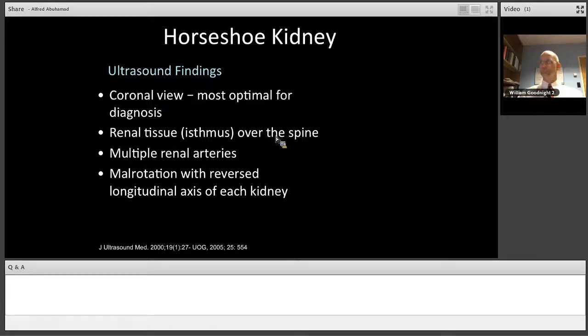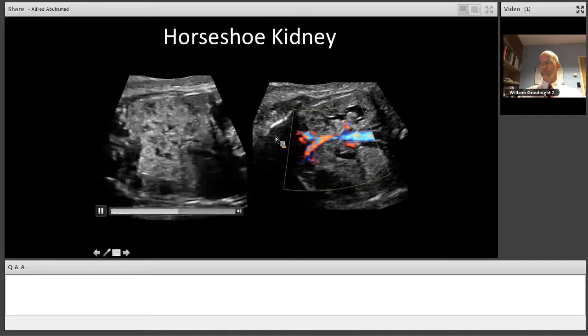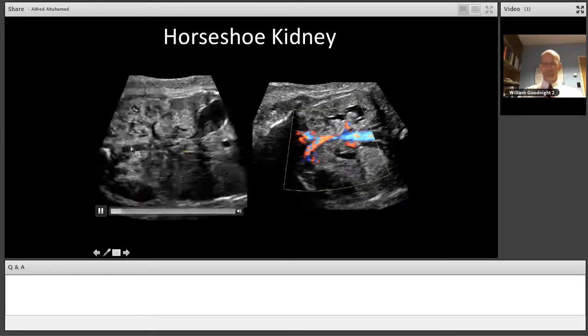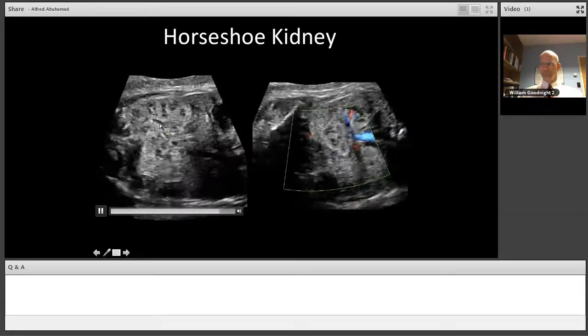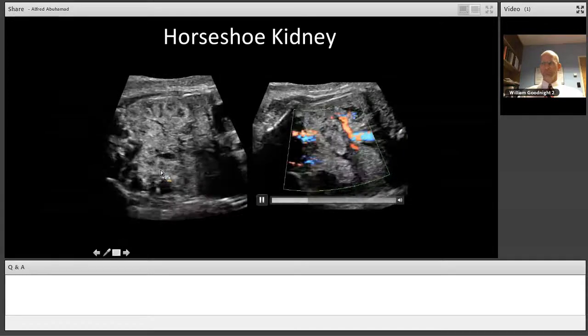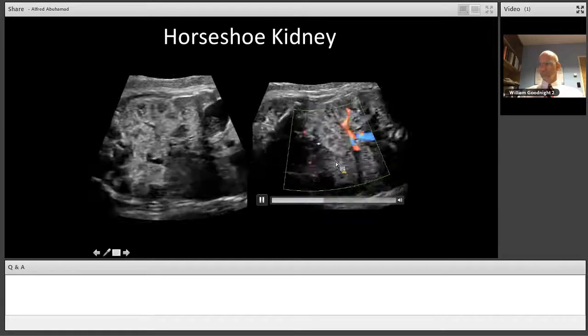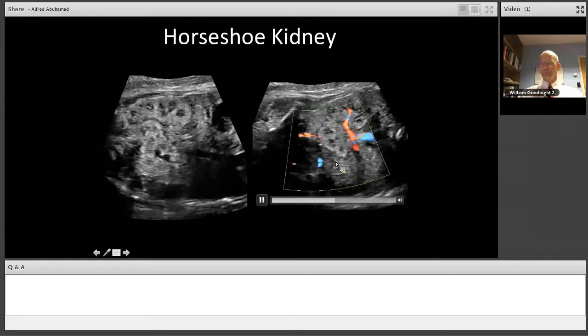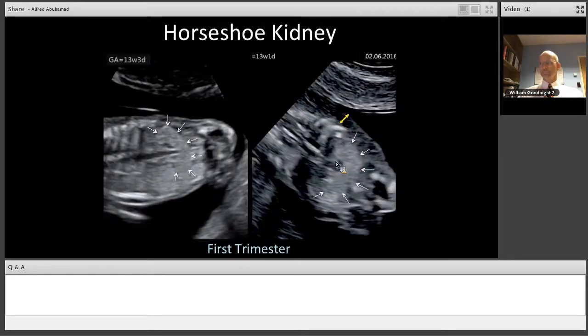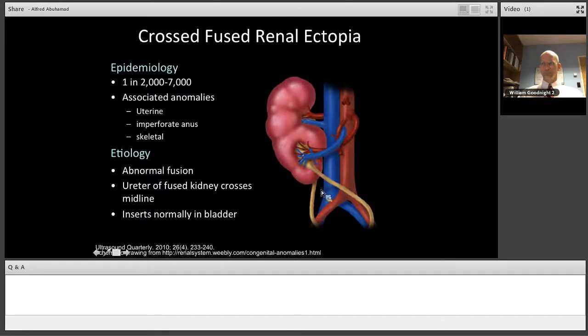Also, you will have multiple renal arteries as you look at that. So if you look at this image right here, this is a coronal image. Look at that. I have renal tissue that is crossing over the midline here, the same here, and that is diagnostic for horseshoe kidney almost always if you see that. And you can see that in the first trimester at 13 weeks here, showing you a horseshoe kidney that is actually over the spine in the coronal view.